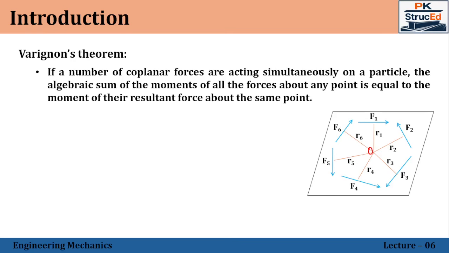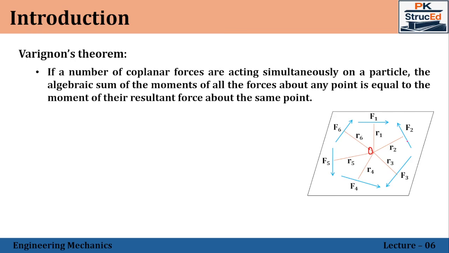What Varignon's theorem says is to find the moment of all these individual forces about a common point. Here we are assuming that the point O is the common point. So we're going to find the moment of all the six forces about the point O. Let us start with F1. F1 is acting to the right side above, so it will tend to create a clockwise moment about the point O. That will be F1 into R1, and let it be negative because it creates a clockwise moment.